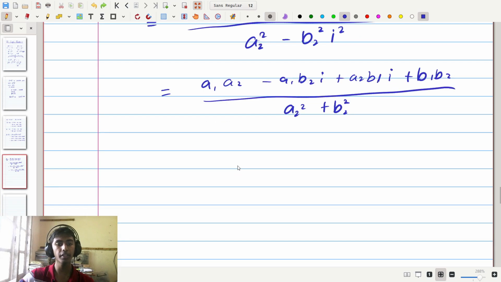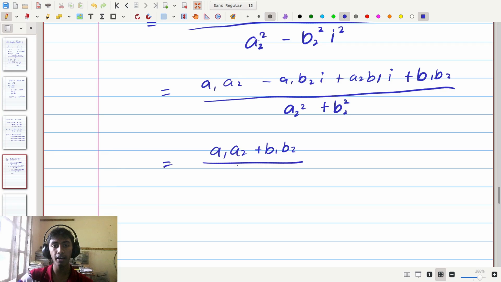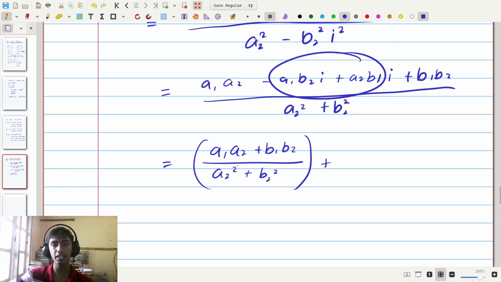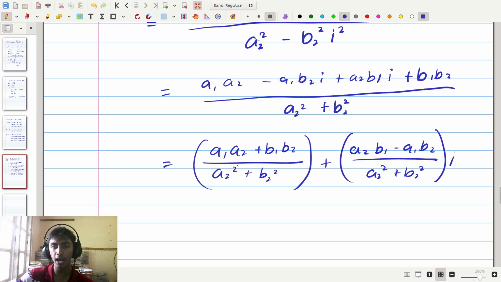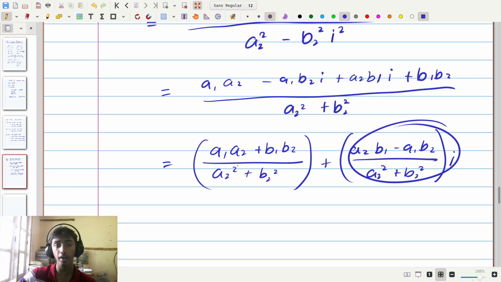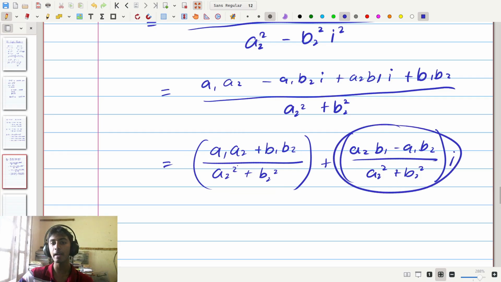So if we group them together, on the left we get a1 a2 plus b1 b2 divided by a2 squared plus b2 squared, which is going to be the real part, plus this bit here, where I'm going to write the positive bit at the front and then minus a1 b2. So we write a2 b1 minus a1 b2 divided by a2 squared plus b2 squared, and we take the i out and write times i, and this is going to be the imaginary part of our number. So we have the real part of our number and the imaginary part of our number.